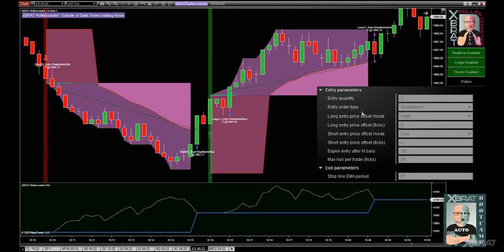We can see on the entry, short entry offset is the low, and then we have 2 ticks. So this is the 2 ticks just here. We have a max risk of 25, so there's less than 25 ticks between the stop that's printed automatically by the auto trader and the entry, so it's good.